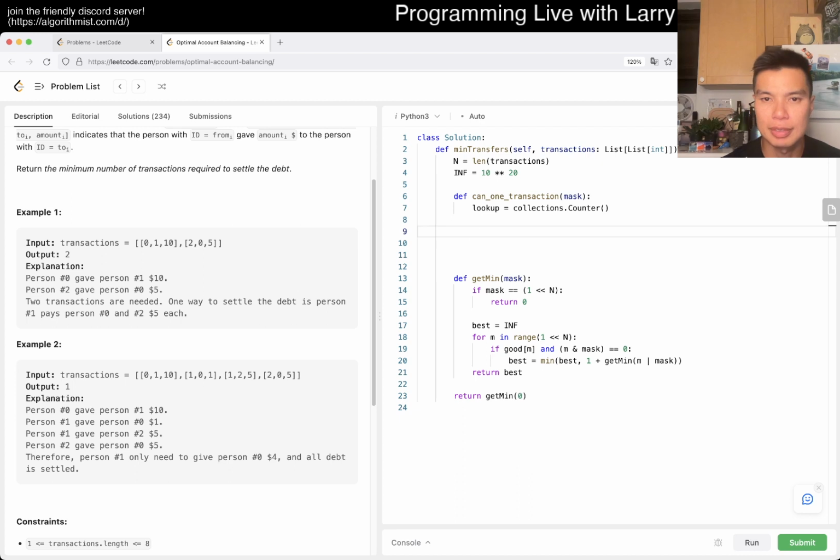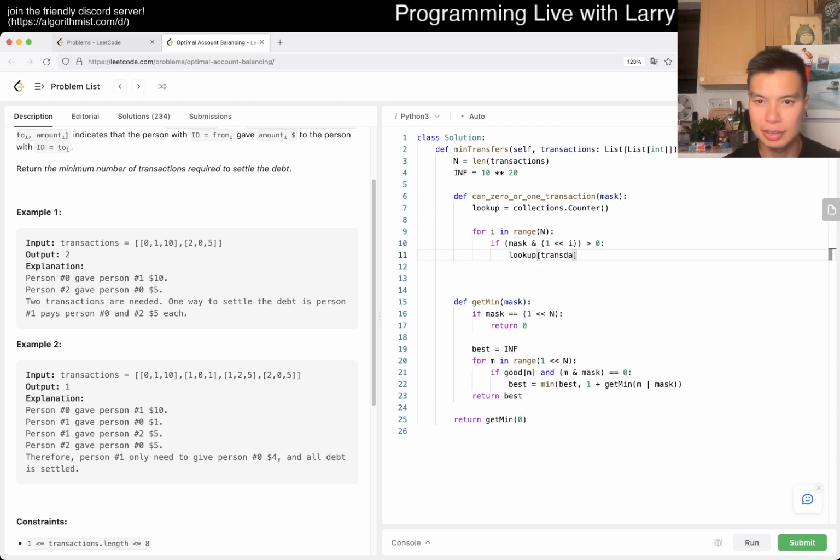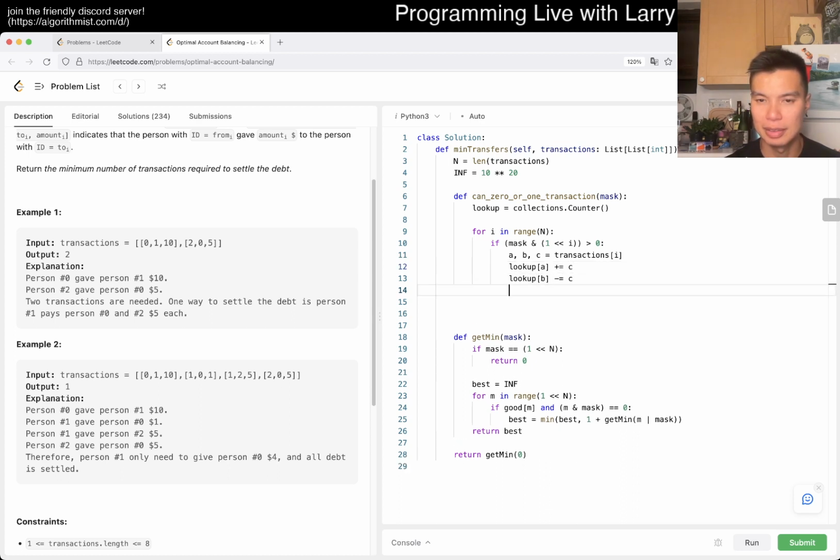That's a terrible name, but yeah, so now for i in range of n, if mask has bit i, then we look up transactions of i, from zero, and we add to it. All right, let's just say a, b, and c is equal to transactions of i, and now we have a lookup for a, b, and c, and that should be good, right?